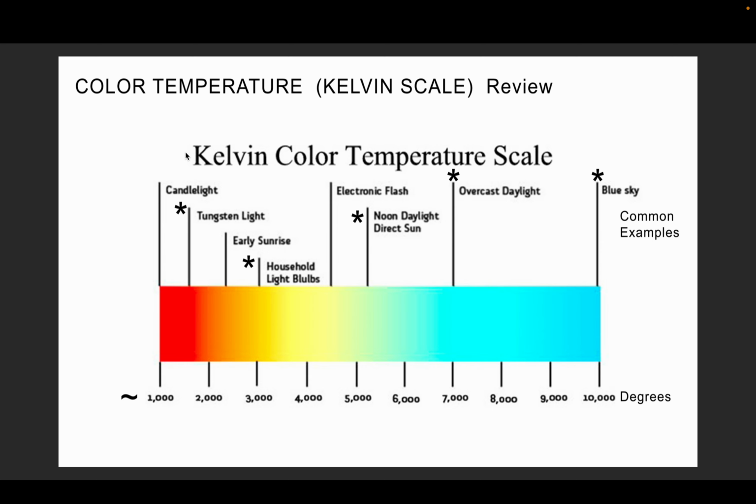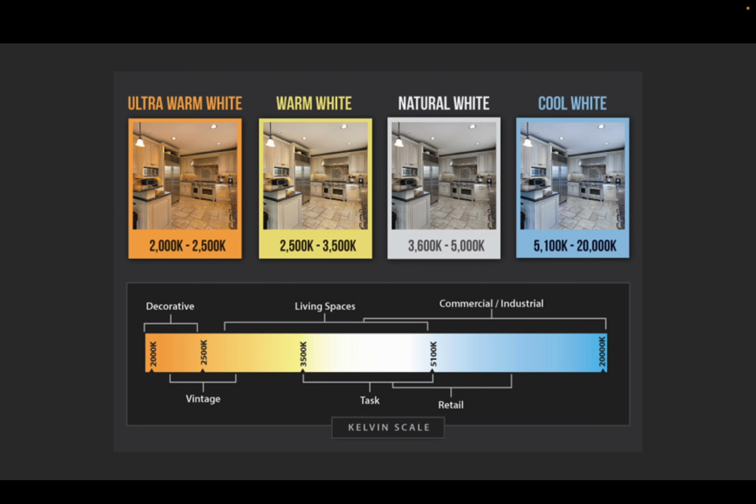So we can see that candlelight is around 1500 Kelvin degrees. Tungsten light, which is like a warm light, that's also something that you'll see as a setting in your camera. That's around 2500 degrees Kelvin. Household light bulbs, usually around 4000 Kelvin degrees. Electronic flash. Overcast daylight, which we saw in the very beginning of this presentation, around 7000 Kelvin degrees. Blue sky, 10,000 Kelvin degrees.